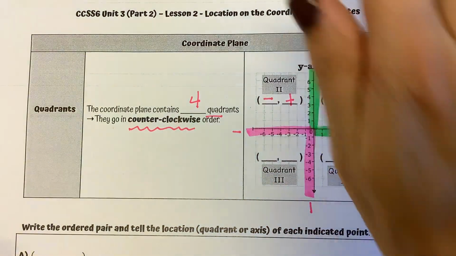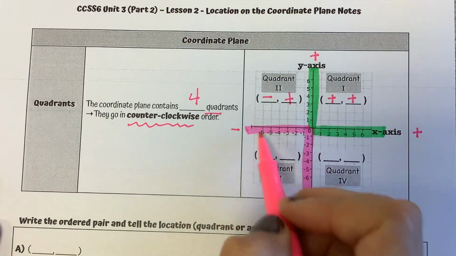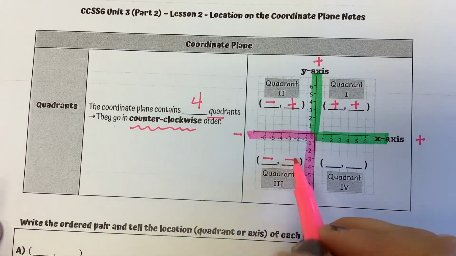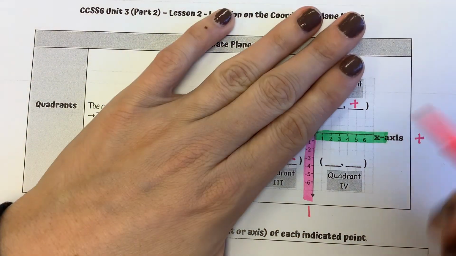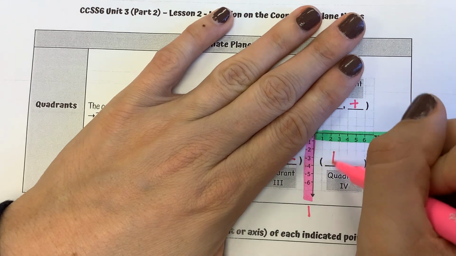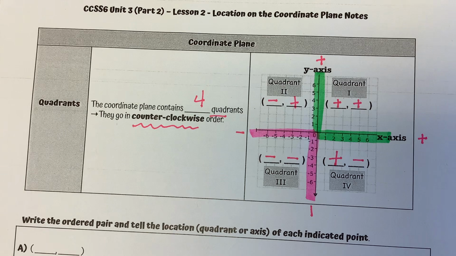Quadrant 3 is kind of the opposite of quadrant 1. Every single part of it is going to be negative. We have a negative x value and a negative y value. And then quadrant 4, as you go to the right, we have positive values. As you go down, it is negative.